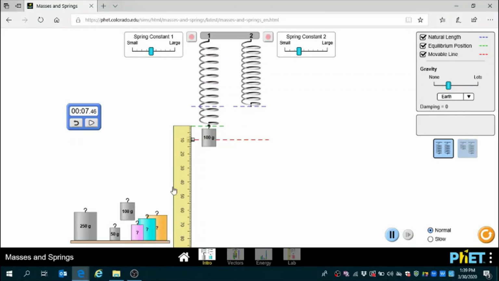That's interesting, similar to the way the pendulum was. There was a way to add an extra mass.